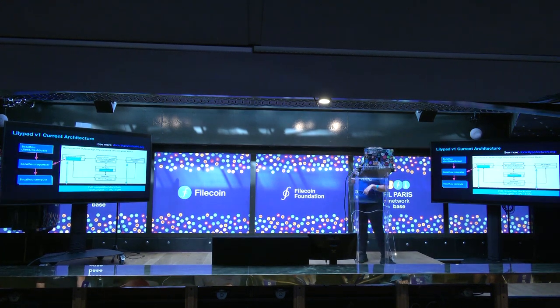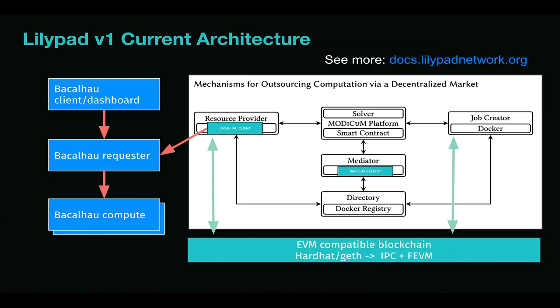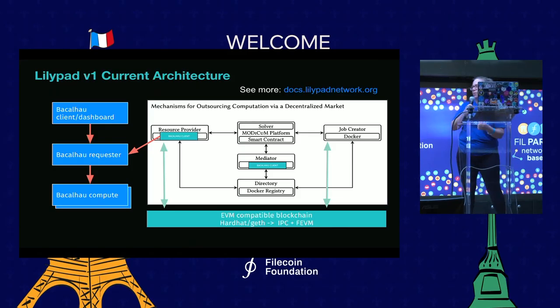All right, this is the architecture for Lilypad V1 at the moment. We based it loosely on this research paper, which enables Modicum, which is adding mechanisms for scheduling jobs, mediating those jobs, making sure people do the right thing on the network, basically. But we've replaced some of the components with Bacalhau because Bacalhau is already a super, super powerful distributed compute network.